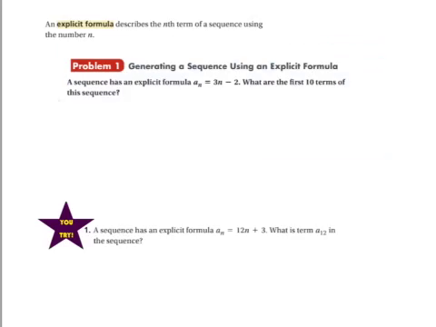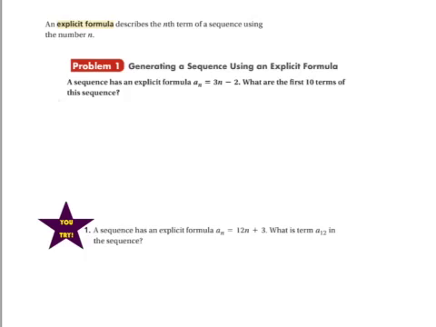Alright, so now let's look at explicit formulas. The word explicit, the definition for it, is stated clearly and in detail, leaving no room for confusion or doubt. So explicit is just another word for straightforward, or clear, plain. So a straightforward formula describes the nth term of a sequence using the number n. Explicit, straightforward.